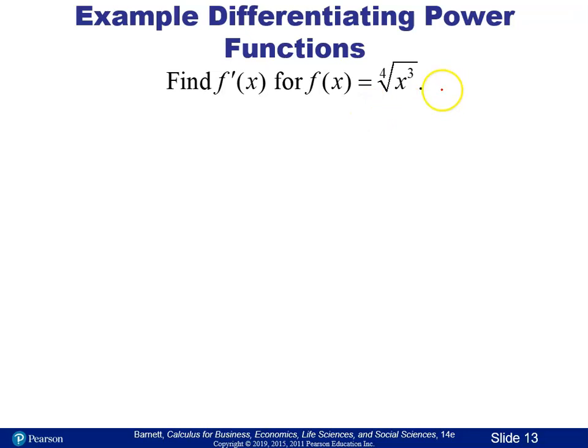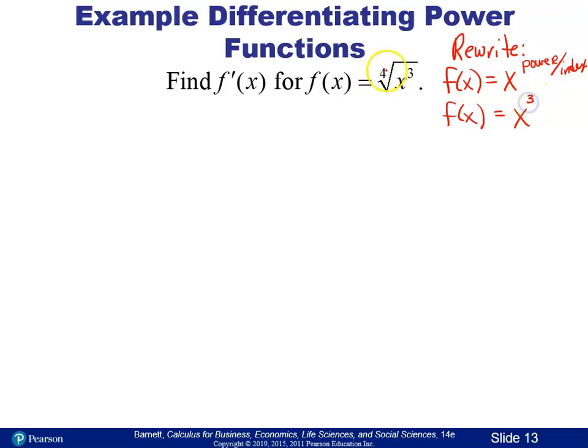Okay, if we look at this one, when we have these power functions, you have a radical, again, you need to do a rewrite before you can take the derivative of it. So if I'm going to rewrite this would be x, and then what we do is we do the power over the index. Okay, so that means that the power is 3 and the index is 4. So this would be written as x to the 3/4. Now keep in mind that's the original function, that's not the derivative. So now we can take the derivative.